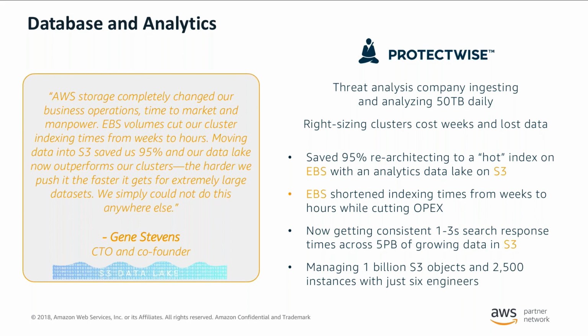By decoupling storage from the compute, this increased their agility, and indexing went from weeks down to hours. EBS resulted in a 30% cost savings, and the new architecture achieved 95% cost savings combined with S3. And this new architecture resulted in a consistent 1 to 3 second search response time, even as their data sets have continued to grow. And finally, lowering the time to detect over larger and larger data sets is core to their business, security.